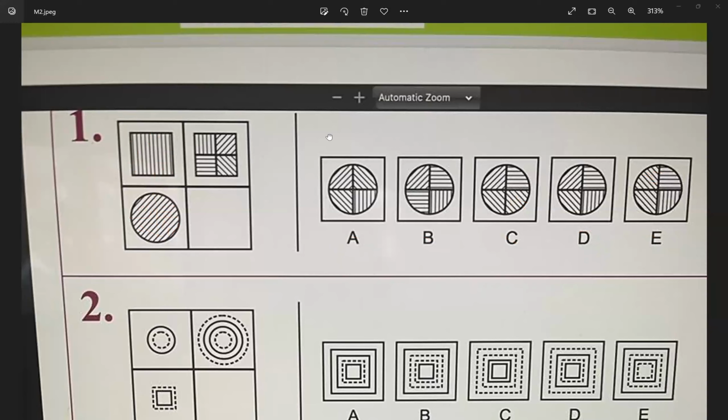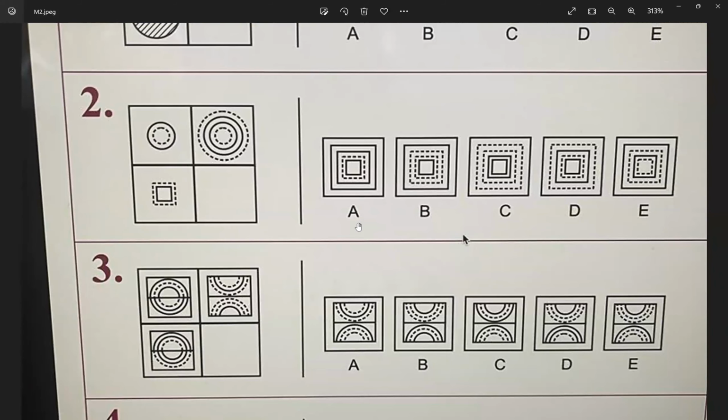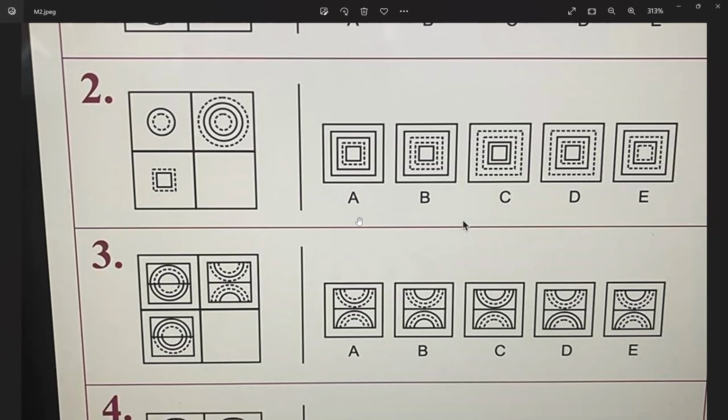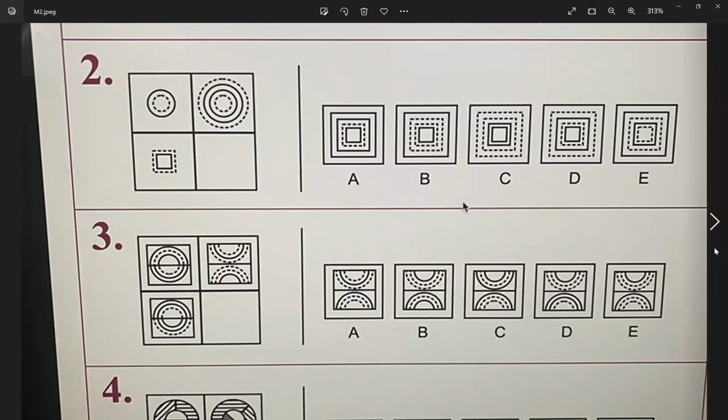You're welcome. Now it's time for question number two. Okay, so in question number two, we have a circle with a smaller dotted circle. And here you have that circle.